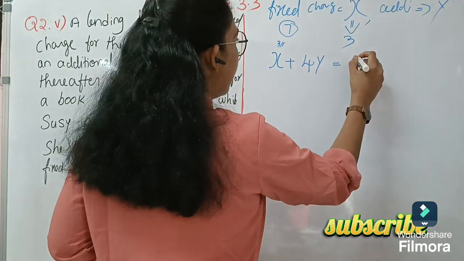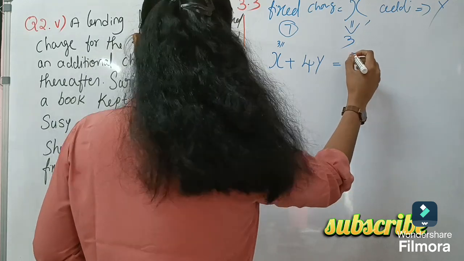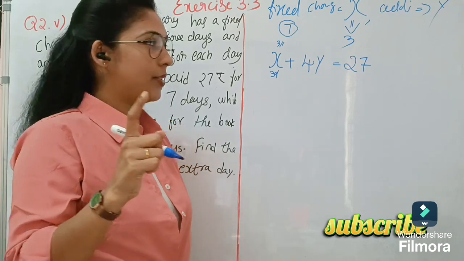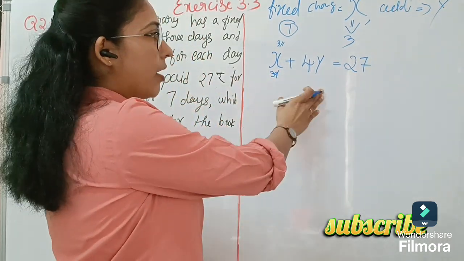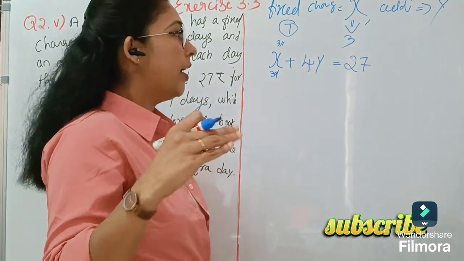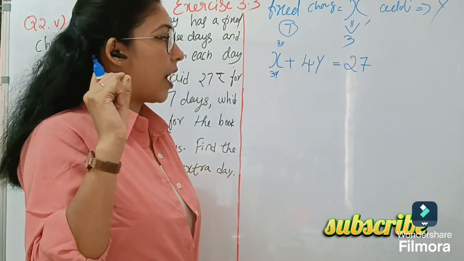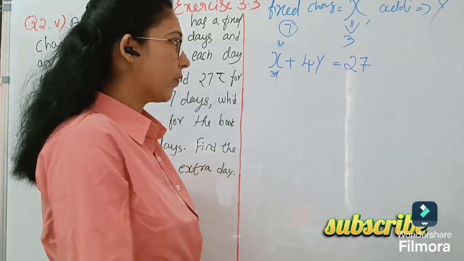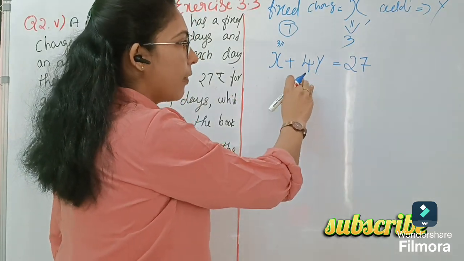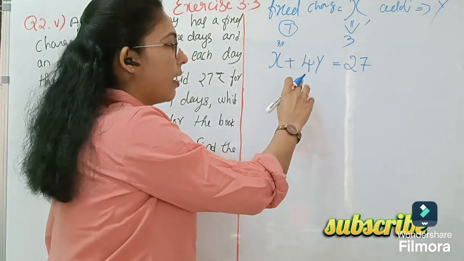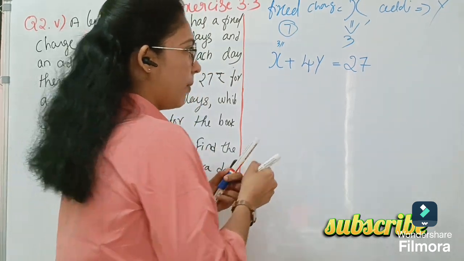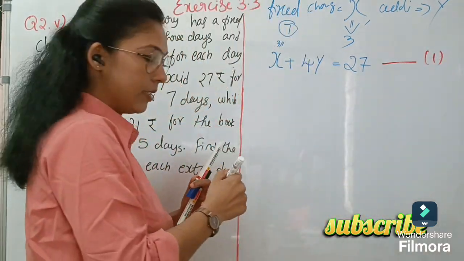Sarita paid rupees 27. Sarita kept the book for 7 days, so she has to pay both a fixed charge and the additional charge. For the first 3 days we pay only the fixed charge, then after that we pay the additional charge for each and every day. So we write X, the fixed charge, plus Y times 4, because the remaining days are 4. So X plus 4Y is equal to 27. This is equation number 1. Hope it is clear for you.